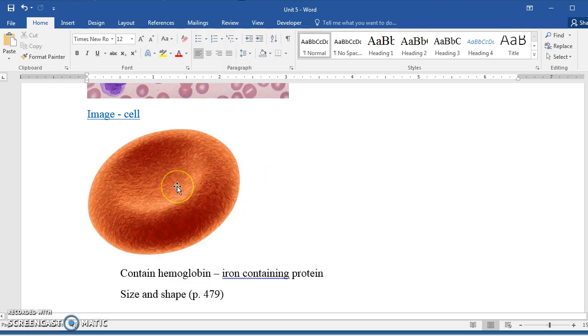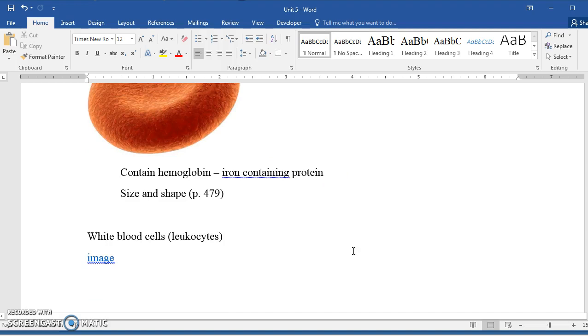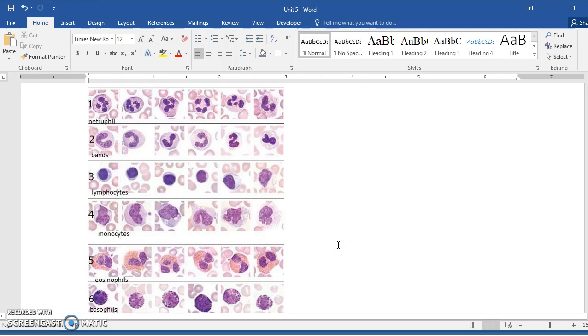Red blood cells contain many, many millions of hemoglobin molecules, and from earlier discussion you remember that hemoglobin is an iron-containing protein, and it has a quaternary structure made up of 4 smaller molecules. The erythrocyte, the red blood cell, will be about 8 to 10 microns across, and that's smaller than the white blood cells. White blood cells are known as leukocytes, and I have an image of the different leukocytes.